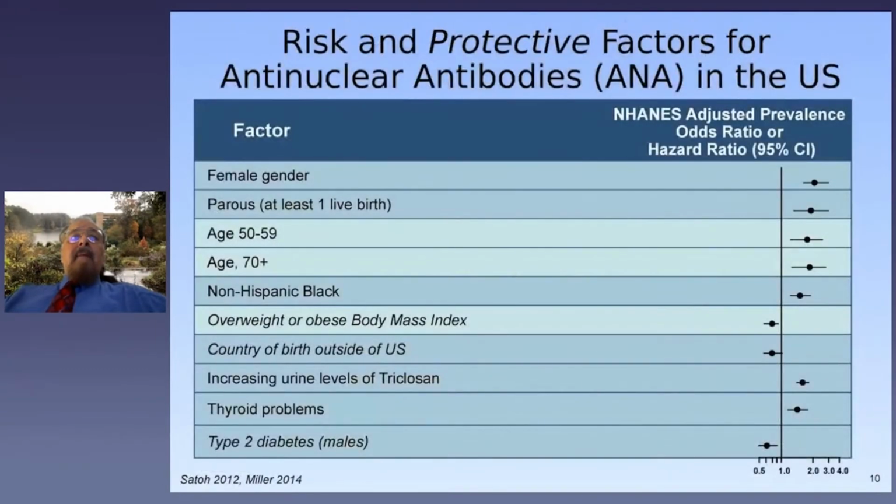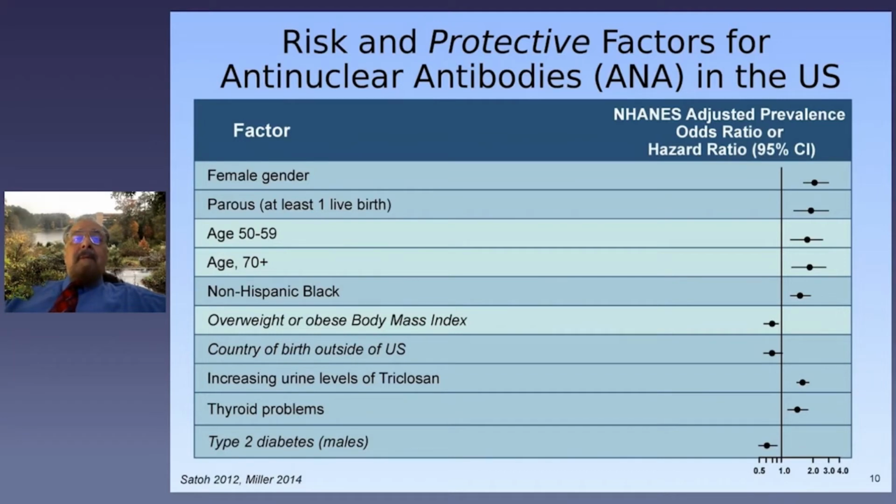If we look at a lot of different predictors of these antinuclear antibodies, as I mentioned, being a woman or a female is one of the higher predictors. Giving birth to a live child is another predictor of autoimmunity. Being older, we talked about, is also a risk factor. Being non-Hispanic Black, a risk factor. Interestingly, being overweight or obese actually was protective, as well as being born outside of the US.